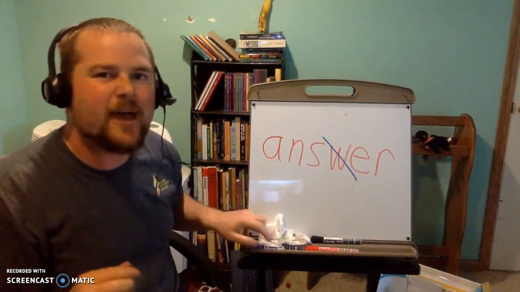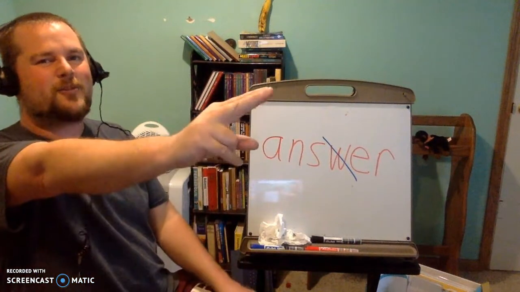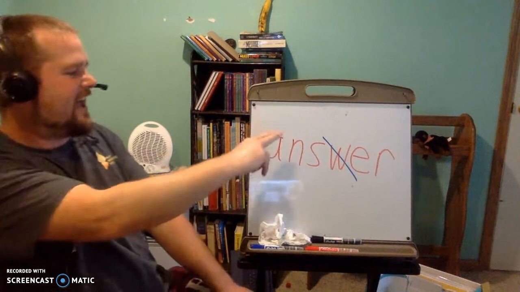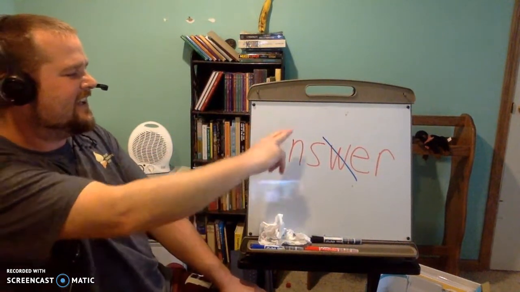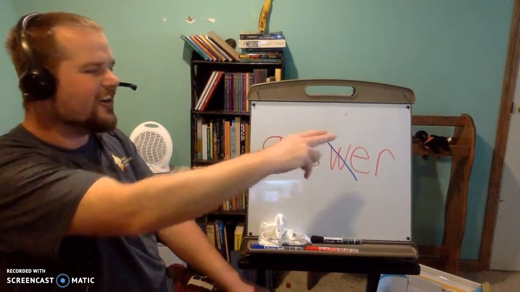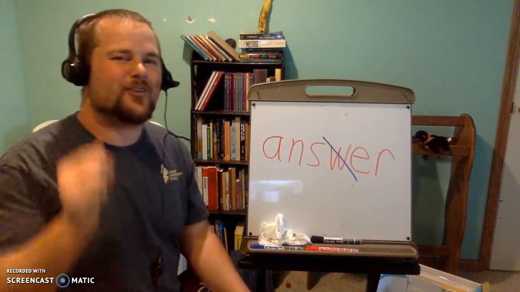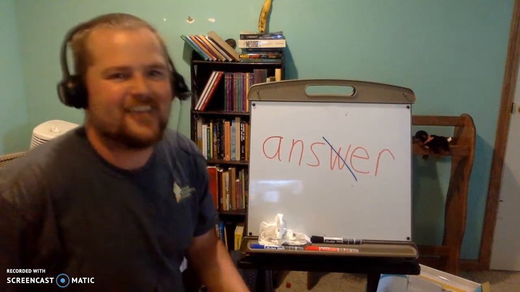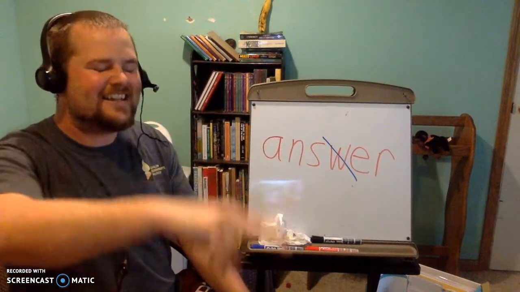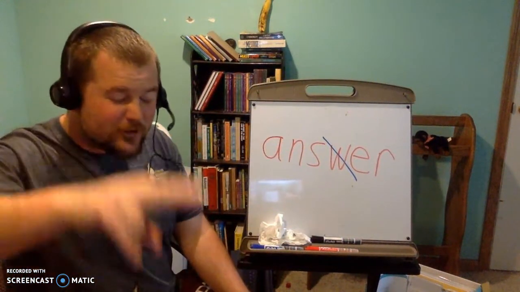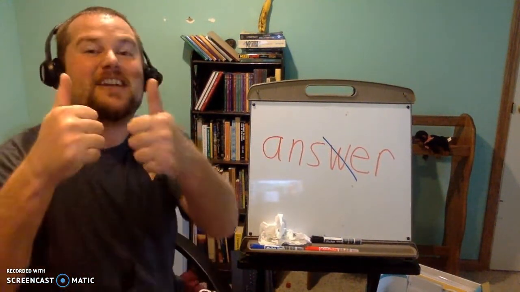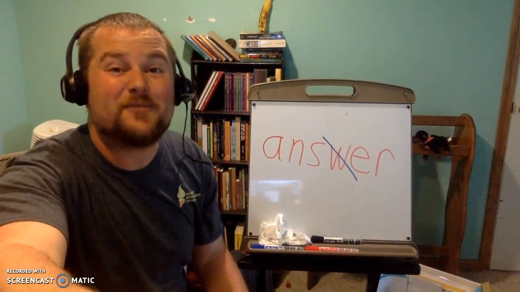So let's skywrite the word answer. Straight arm, 2 fingers, ready, set, spell. A-N-S-W-E-R. Answer. Close your eyes. Ready, set, spell. A-N-S-W-E-R. Answer. Great job. One more word left and we're done.